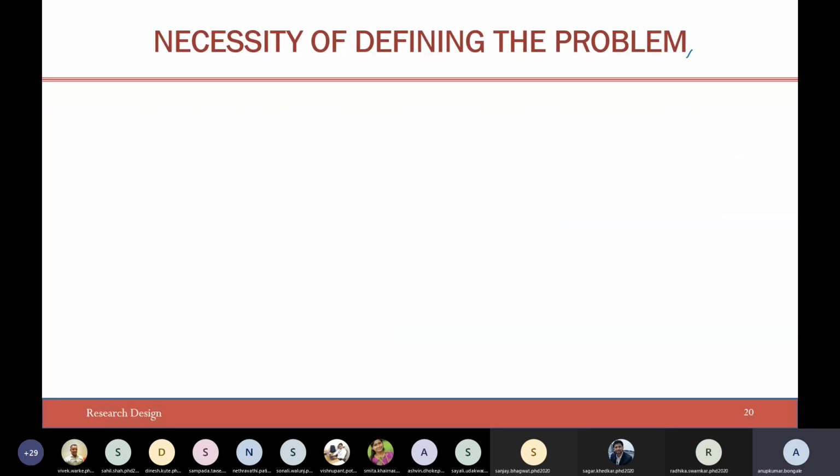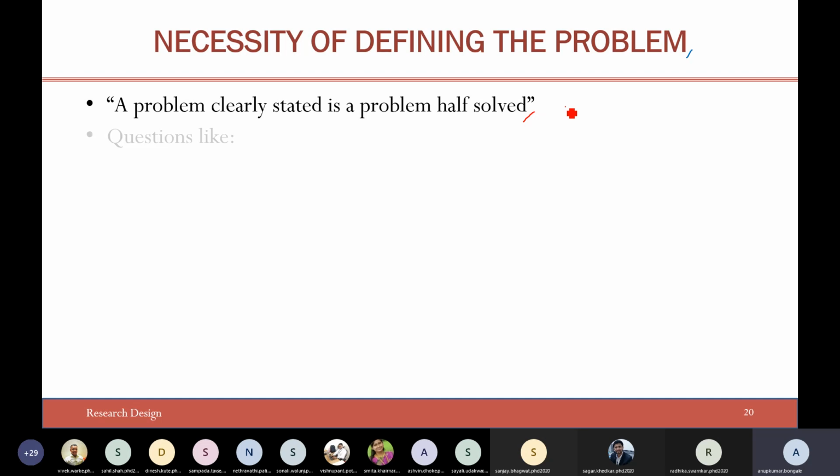Yeah, this is what we were discussing. Now, necessity of defining the problem. I think we'll wind up the session at the earliest. The problem clearly stated is a problem half solved, right? So you should have a clear-cut idea, like how the problem should be very crisp, and it should be worth studying for your entire research journey.